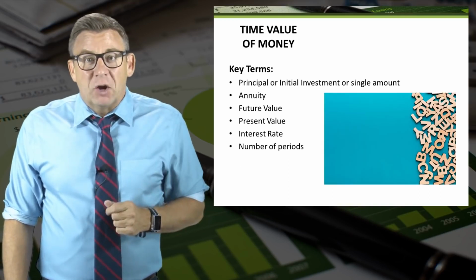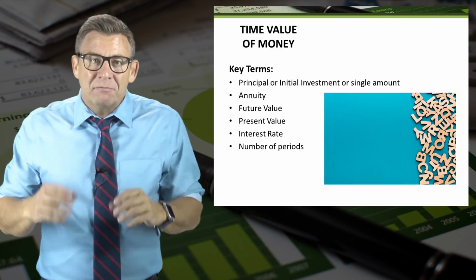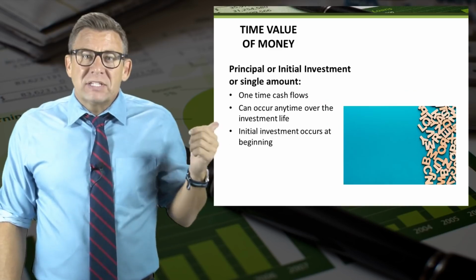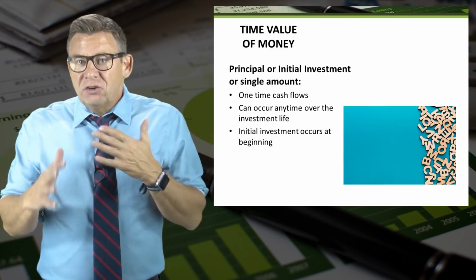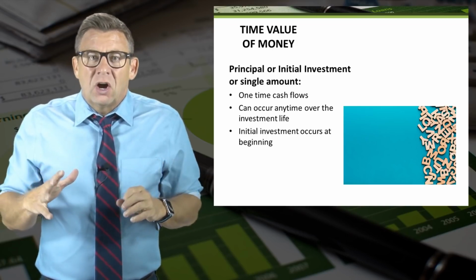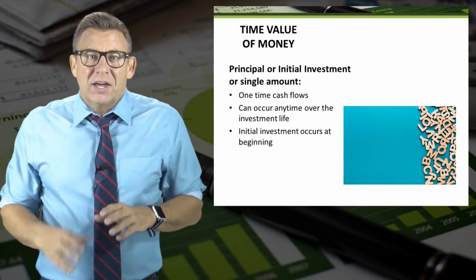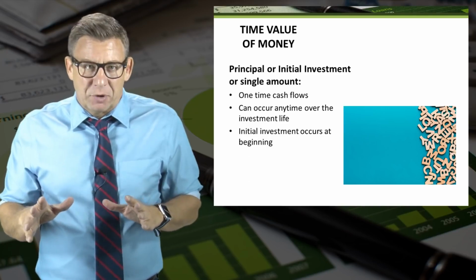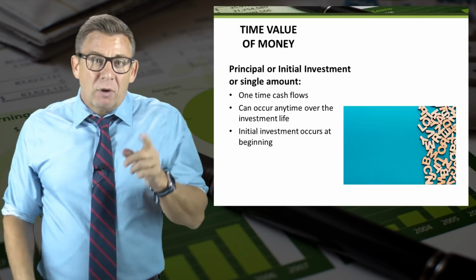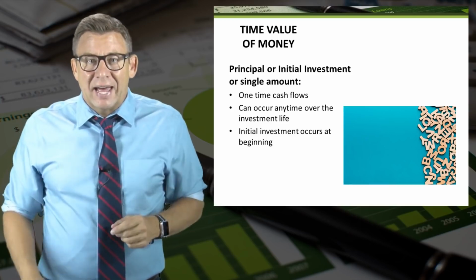Let's wrap up this video by learning some terms that will be used when we apply time value of money to capital budgeting. The principal amount, or the initial investment, or a single amount, are one-time cash flows. They can occur any time over the life of the project. They can be an inflow or an outflow. However, the initial investment occurs at the beginning, and it is a cash outflow.